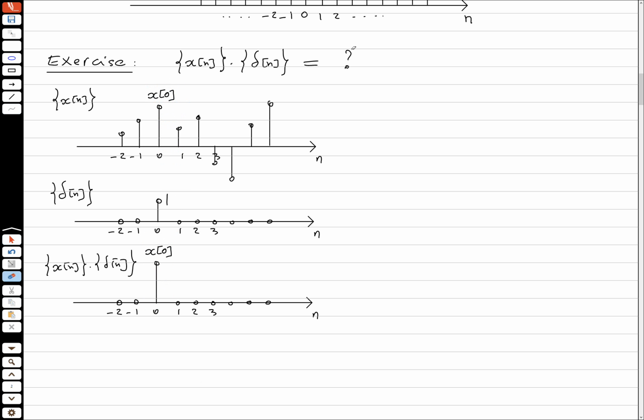All right, so now you answer this question. Can you give me a formula which is different but gives the same result? Delta of n times x of 0. You agree? All right.